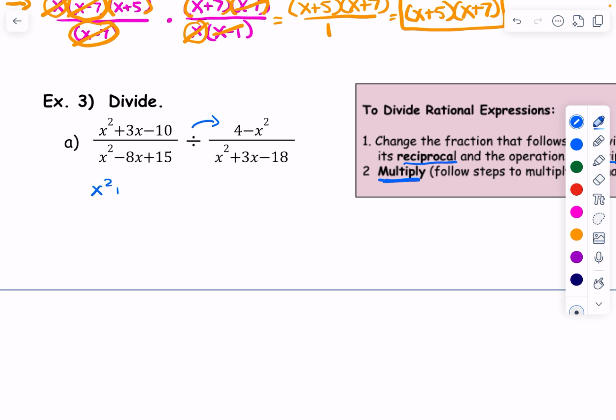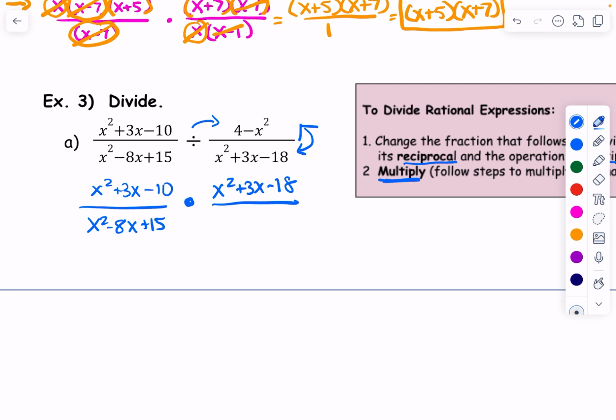So we're going to take x squared plus 3x minus 10 over x squared minus 8x plus 15. And now we're turning it into multiplication, but we're going to be flipping these guys. So this one's going to be x squared plus 3x minus 18 on the top.